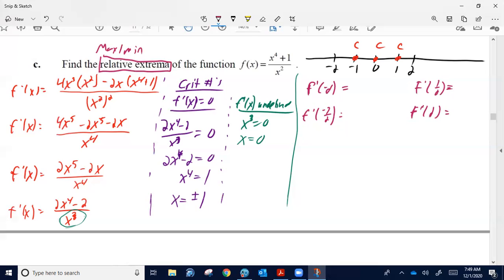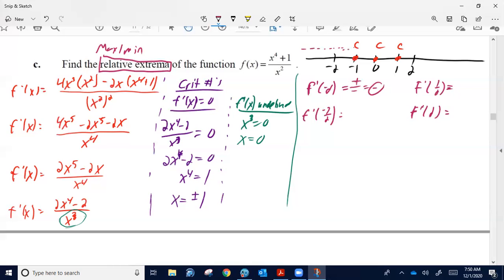So if you plug -2 in the derivative, if you put a negative to the 4th power, it's going to be a positive. That's going to be a big positive number. A negative to the 3rd power, though, is a negative. It's going to be a positive over a negative, which gives me a negative number. So negatives through there. From negative infinity all the way to -1 is a negative number.